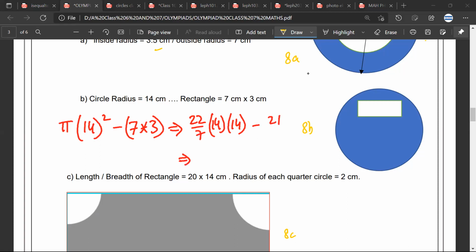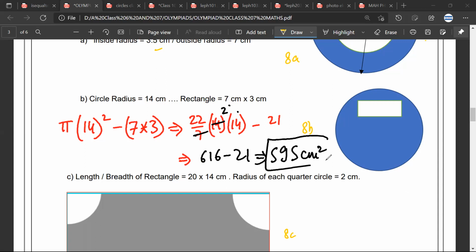So this would be 7 into 14, 14 into 28, 28 into 22 would be 616, minus 21 would be equal to 595 centimeter square. Mr. Sarthak, is the answer correct? Yes, sir, 594.44. It's 594.4. Acha, you would have taken the value of pi to be 3.14. Yes, sir. Satya, any doubt earlier?